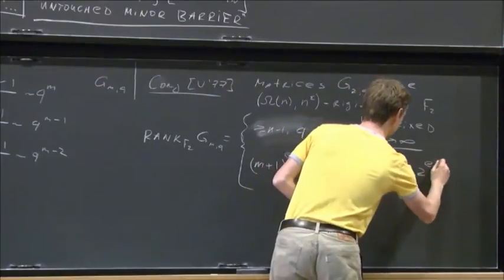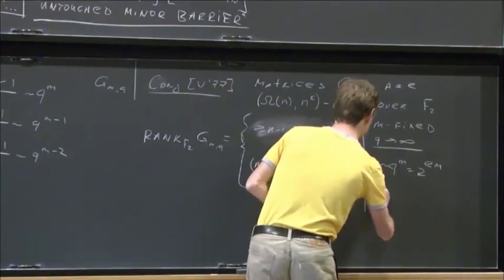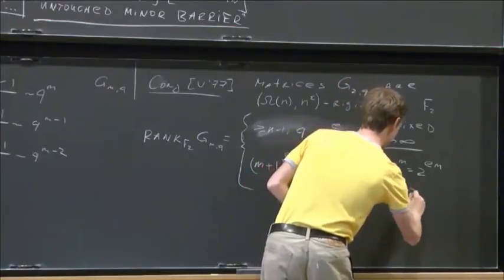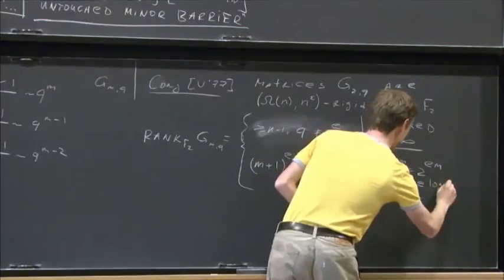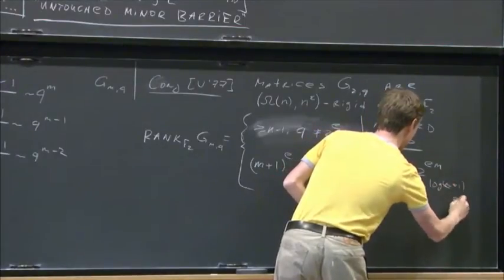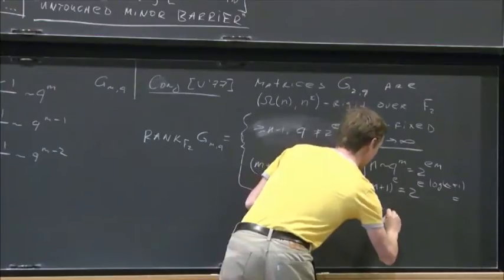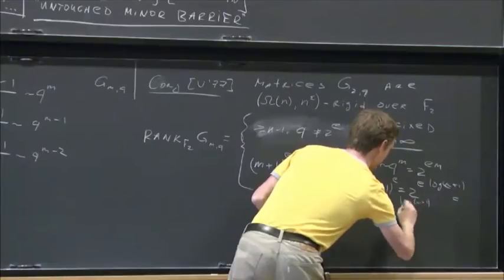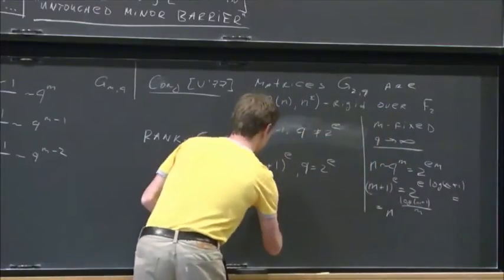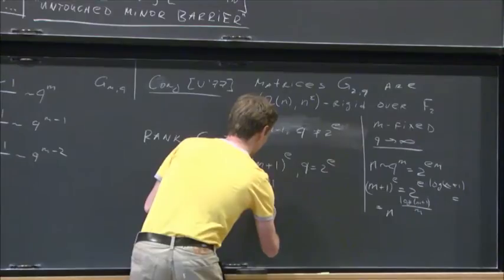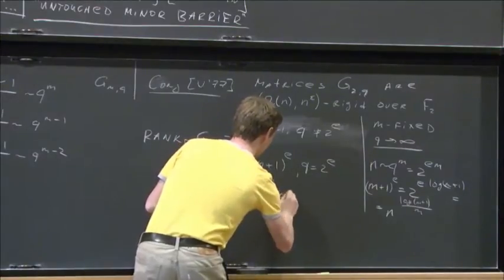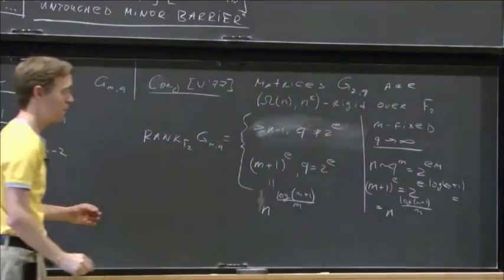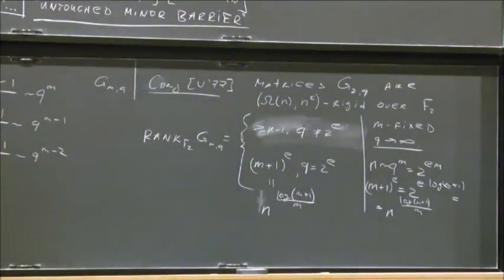So which is 2 to the e to the m. So then what is m plus 1 to the e? Well, that's 2 to the e log m plus 1, which is n to the log m plus 1 over m. So this is n to the log m plus 1 over m. So the rank can be pretty low.